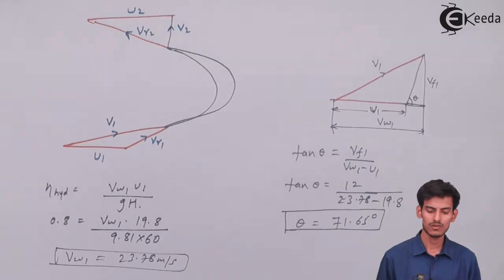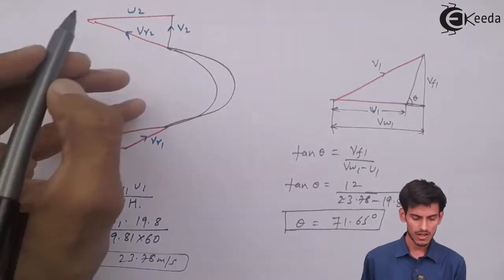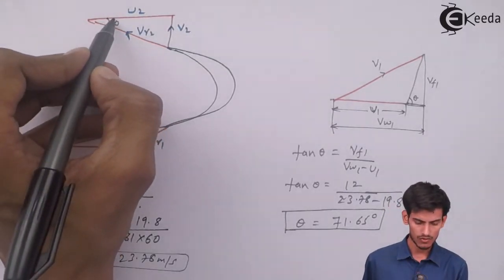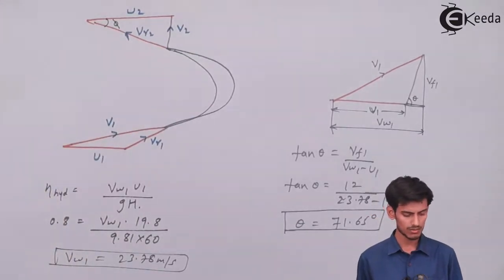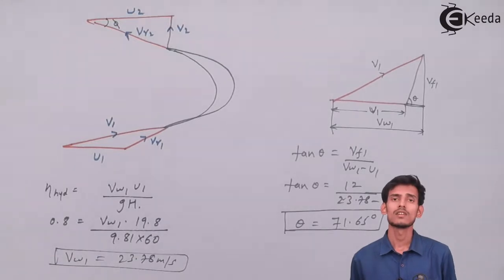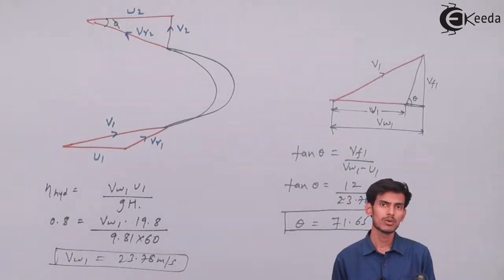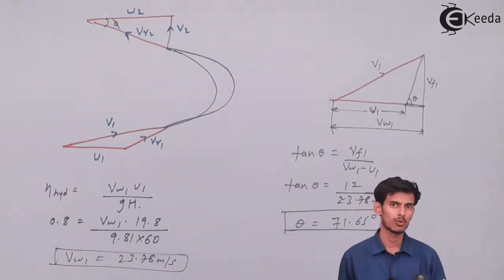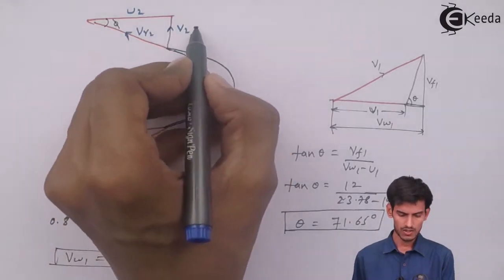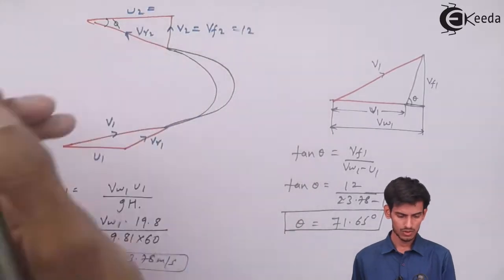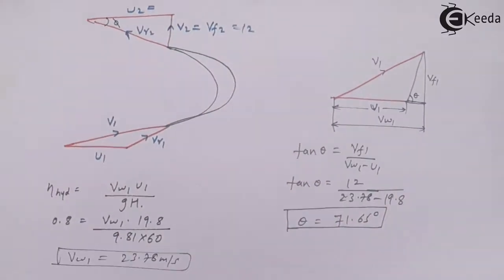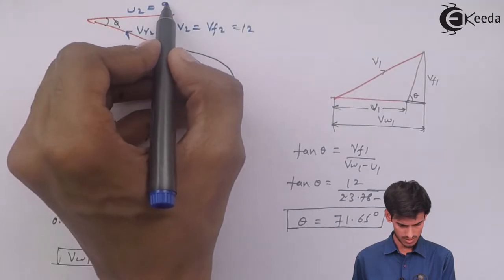Similarly, you can observe the outlet triangle. This is the value phi. U2 is known. V2 is nothing but Vf2. As I said earlier, the vertical component of the absolute velocity gives you the flow velocity, so it is already vertical. So V2 is nothing but Vf2, which is 12. The value of U at outlet is 9.9.